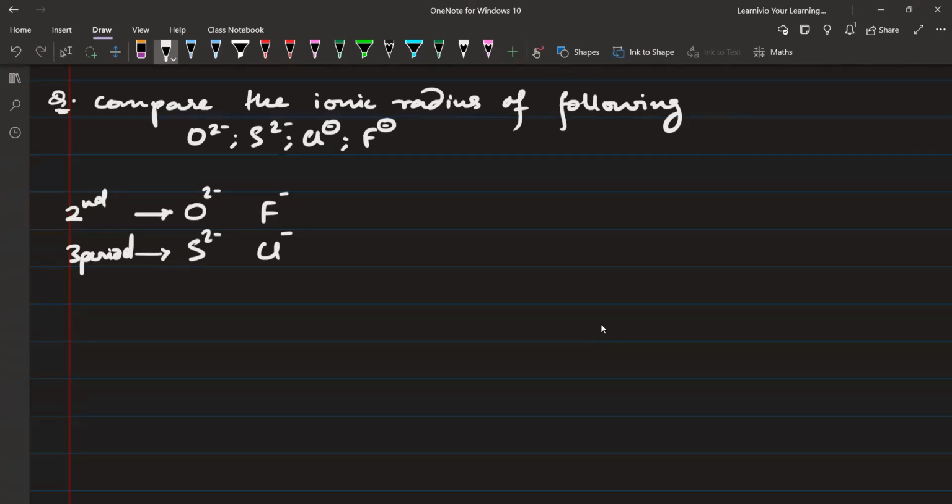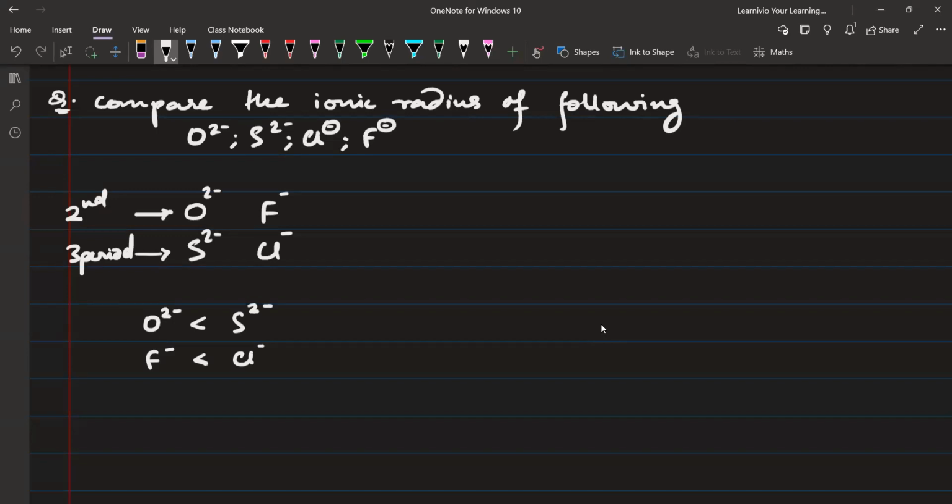So obviously, what are the things that we can say for sure? We can say that O2 negative is obviously going to be smaller than sulfur 2 negative because sulfur has 3 shells and oxygen has only 2 shells. Similarly, fluorine negative will be smaller than chlorine negative because chlorine negative has 3 shells and fluorine negative has only 2 shells.